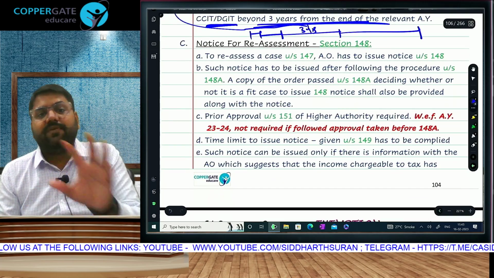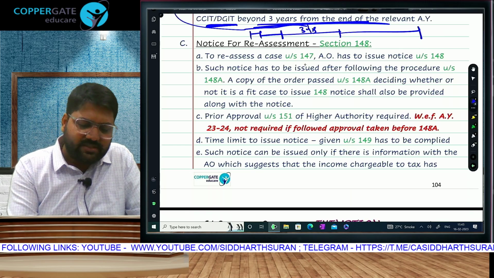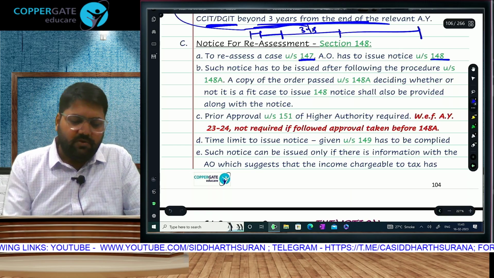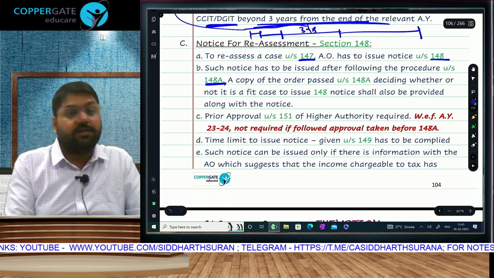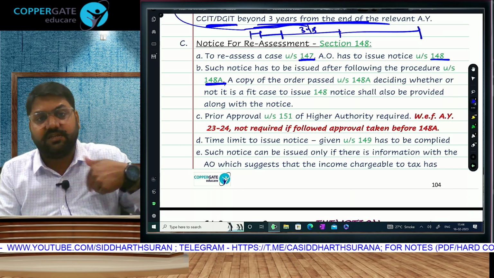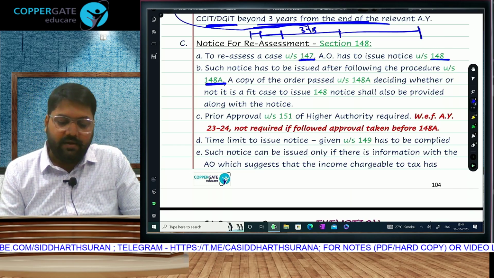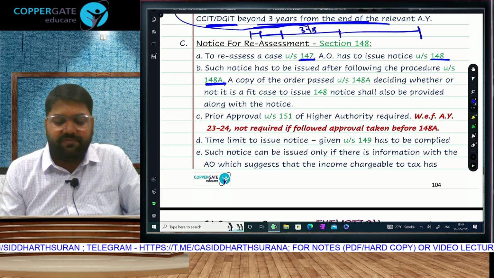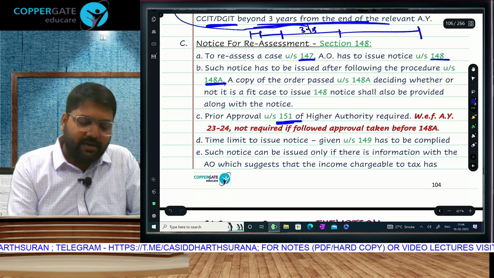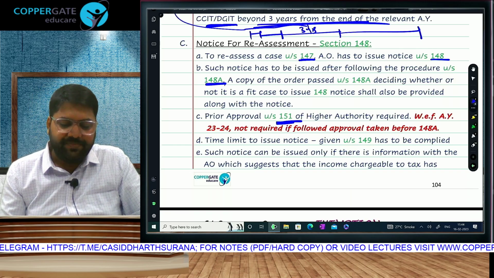Obviously, now that we have done the procedure, we are going to give the assessee a notice. So very simple point for doing 147, notice has to be given. You are following the procedure of 148A, but we already saw certain cases where it need not be followed: search, requisition, search for other person where books of accounts and assets are found, and second time need not be done. And finally, we will decide whether 148 notice has to be given or not. Prior approval has to be taken within 3 years CIT rank and beyond 3 years CCIT rank.